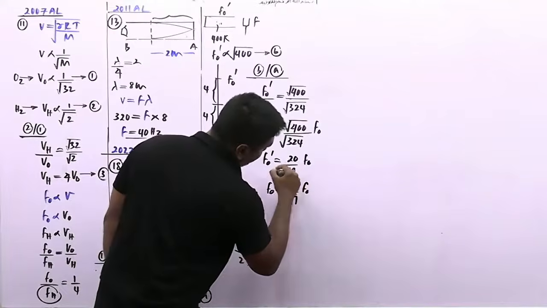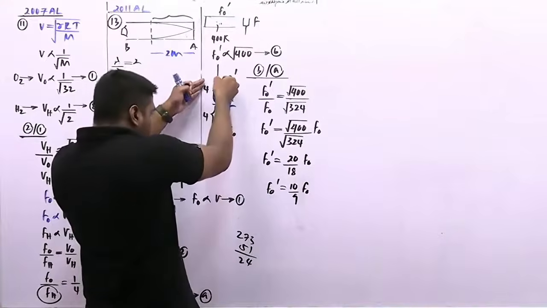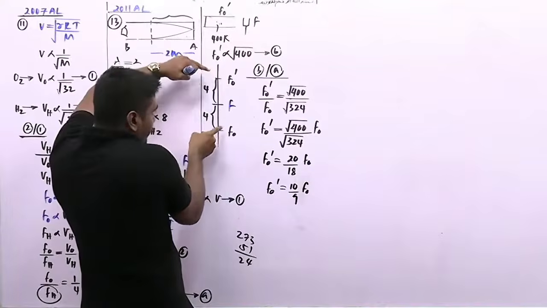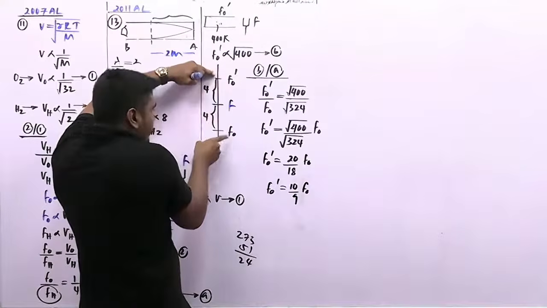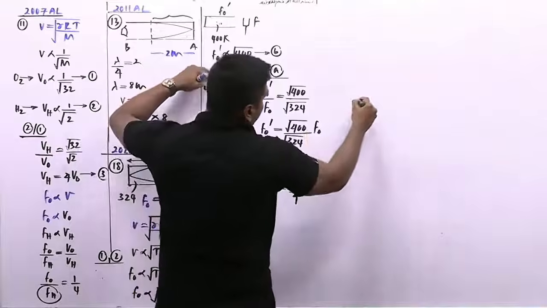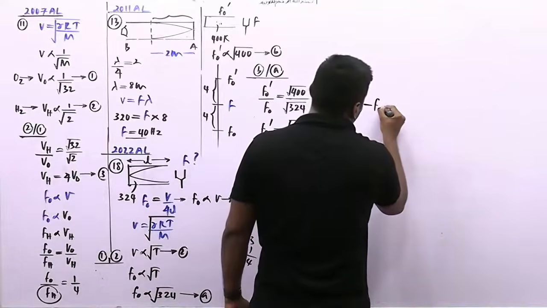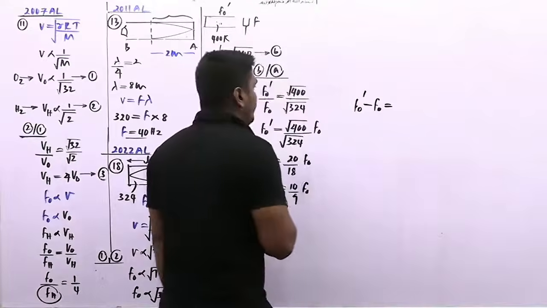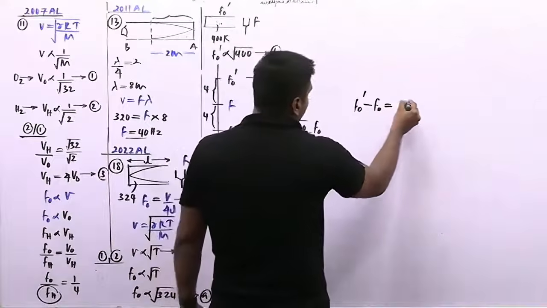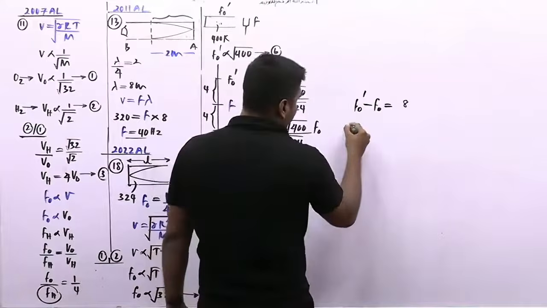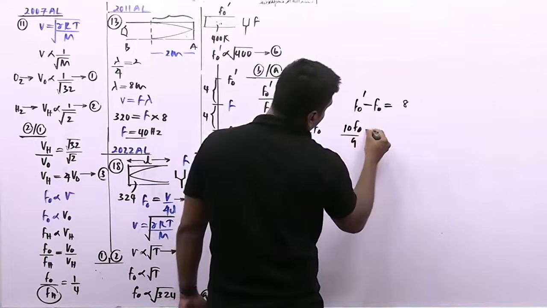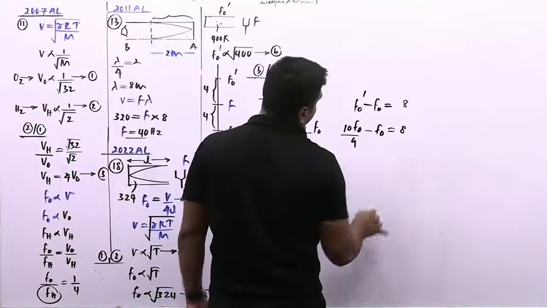Then we know f naught dash minus f naught, the difference between f naught dash and f naught, is exactly 8. So f naught dash minus f naught must be equal to 8. F naught dash is 10 over 9 f naught, minus f naught, must be equal to 8.